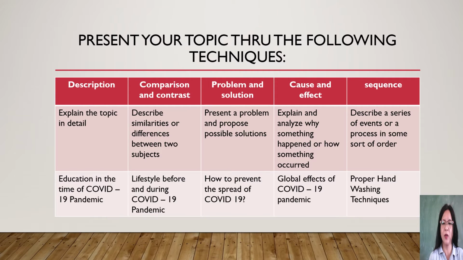Okay, next, for the cause and effect, explain and analyze why something happened or how something occurred. Example, global effects of the COVID-19 pandemic. So what you're going to do here, in the introduction, give a little background of COVID-19 or the problem. In the body, enumerate the global effects of it: the economy, travel restriction, and effect to education, etc. One effect plus supporting details is equivalent to one paragraph of the essay.